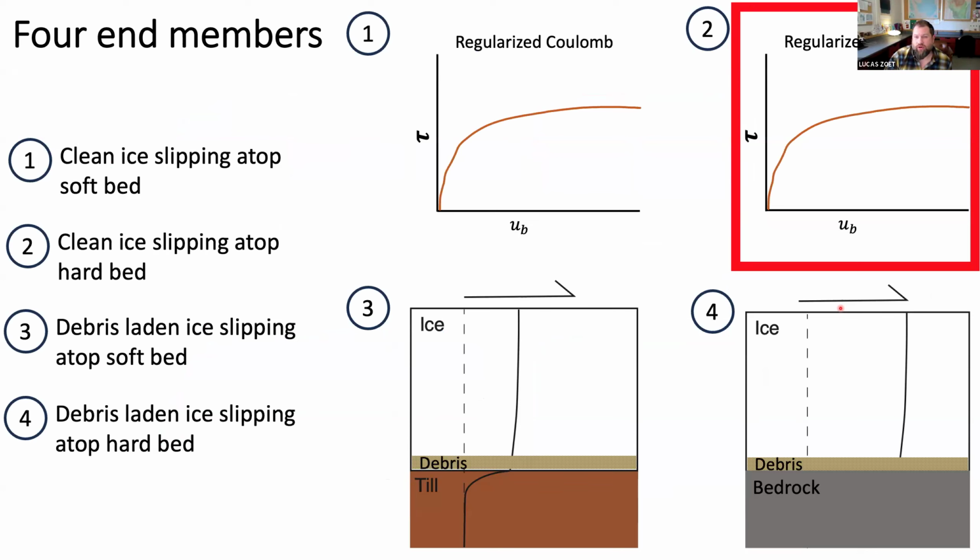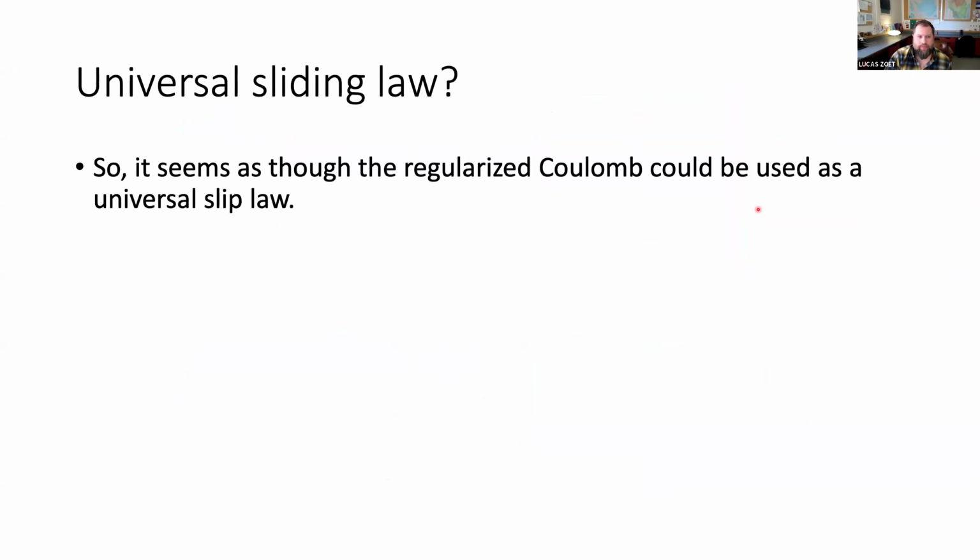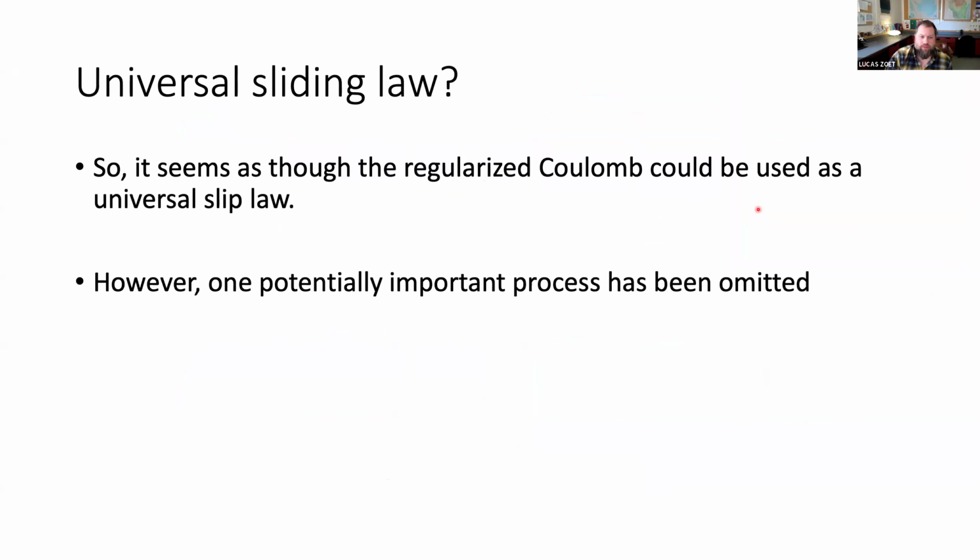Maybe it means that there's one friction law, one slip law that we can apply for a multitude of beds and make this easier, right? So it seems as though the regularized Coulomb could be used as a universal slip law. However, there's one potentially important process that's been omitted in everything I've shown so far.